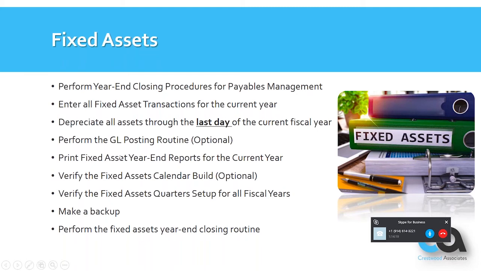And then there are some different reports that you can print that are recommended just to have on file for the current year. And then you can verify that your fixed assets calendar is ready, and that your quarters are set up and everything. And then you'll want to make a backup at that point because at this point you've run depreciation and all of your transactions have gone through. And then once you've done that, you'll perform the actual fixed asset closing routine. Okay, so I'm going to go back over to GP so we can take a look at how this looks.